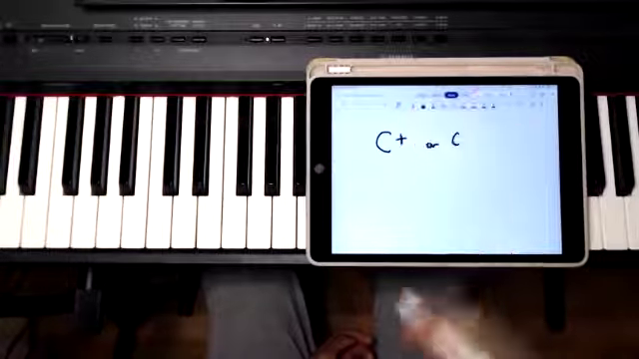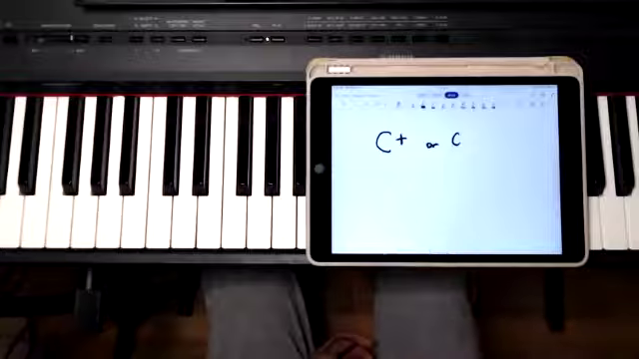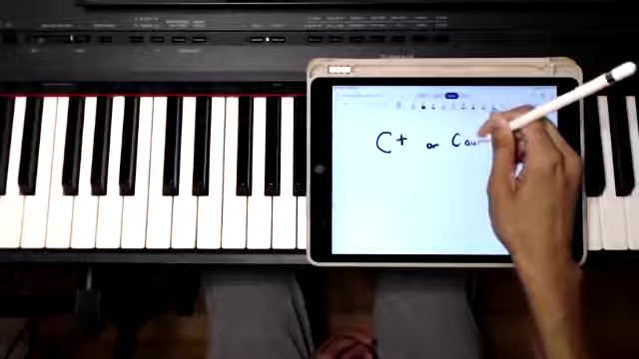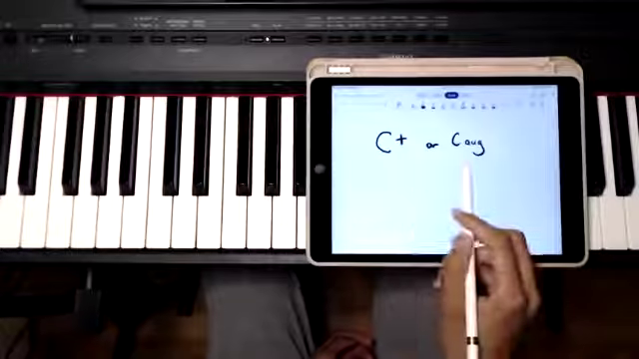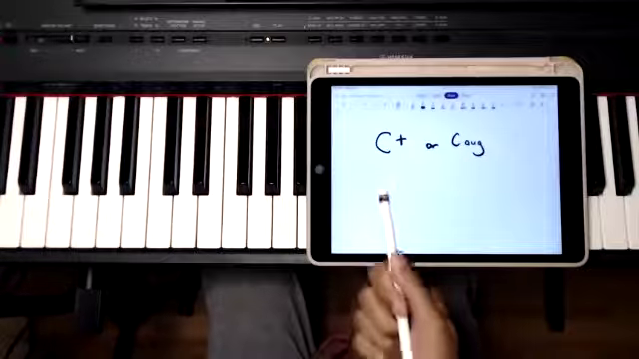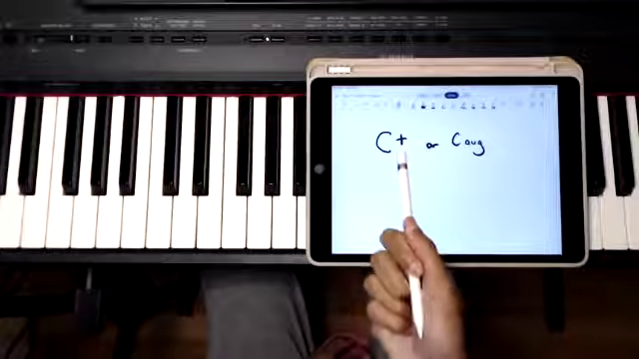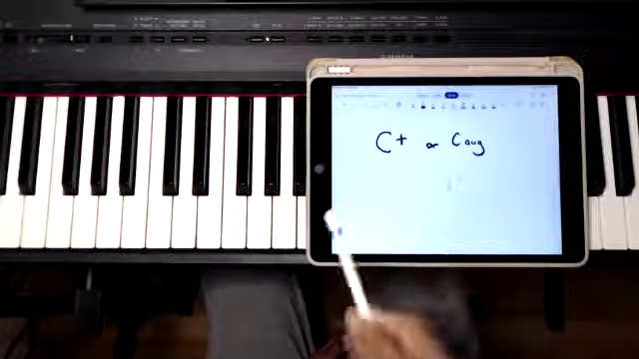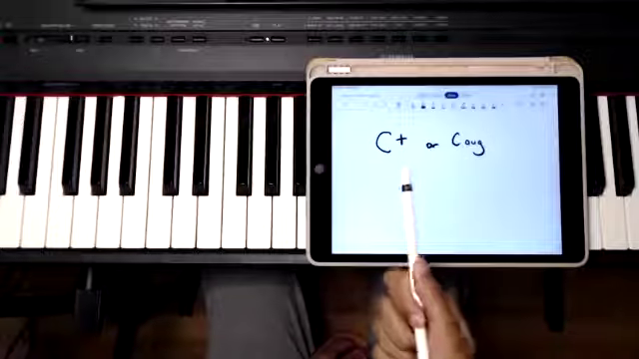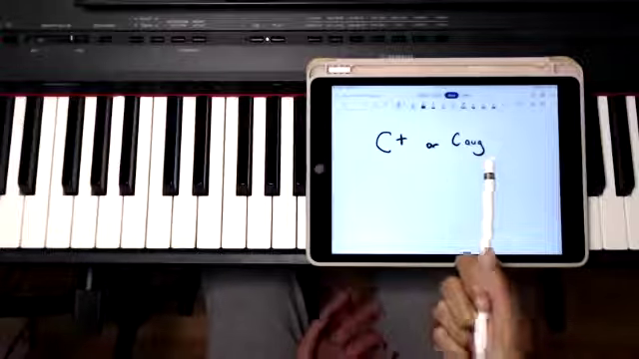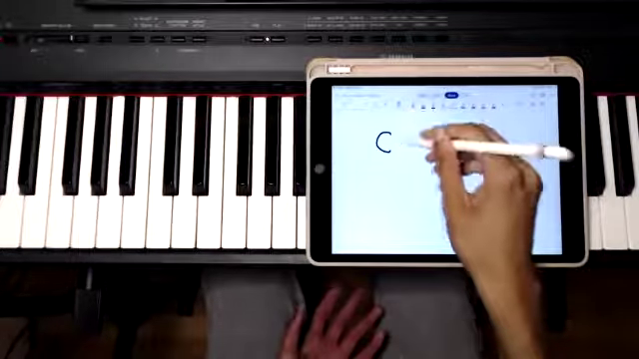You might see either the root with a plus sign, or you might see AUG. Either a plus sign or an AUG means that you are dealing with what is called a C augmented triad. So if you're familiar with triads, you know what an augmented triad is, or if you have C AUG, it's still referring to an augmented triad.